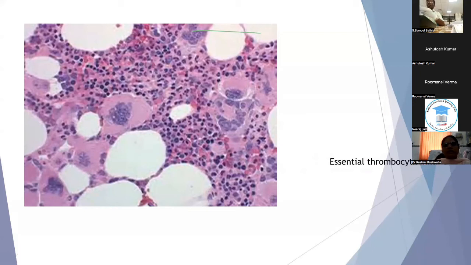There is an increase in the megakaryocytes. These megakaryocytes are large in size and they have hypersegmented, or as described in the book, staghorn-like nuclei, hypersegmented or hyperlobulated megakaryocytes.